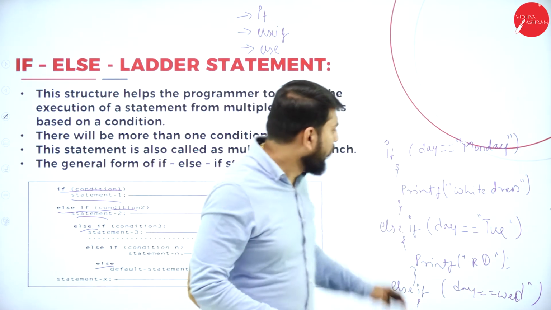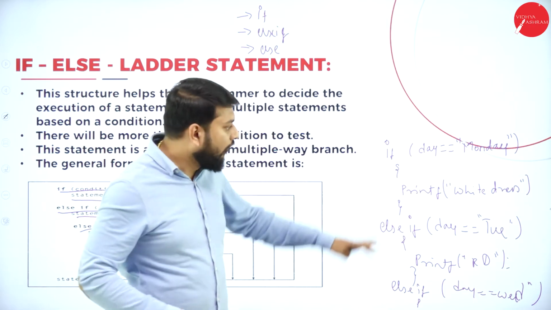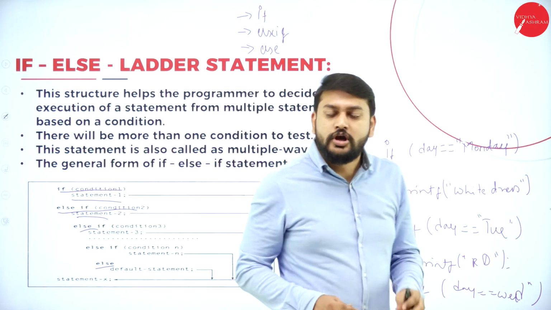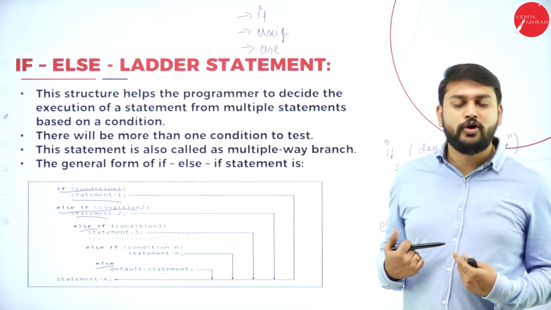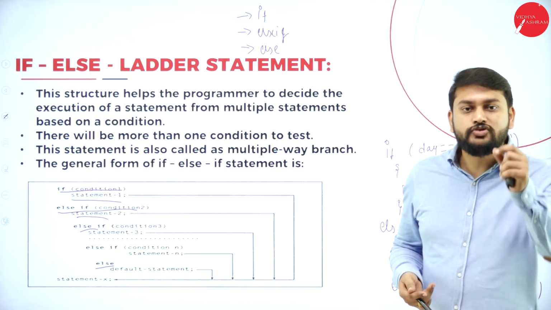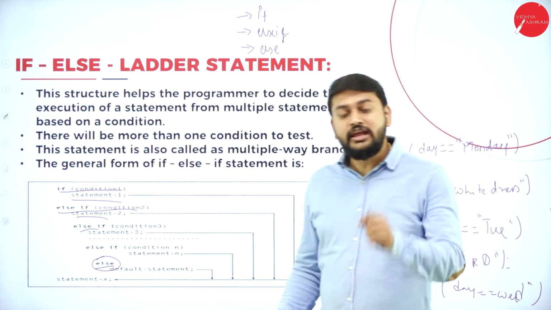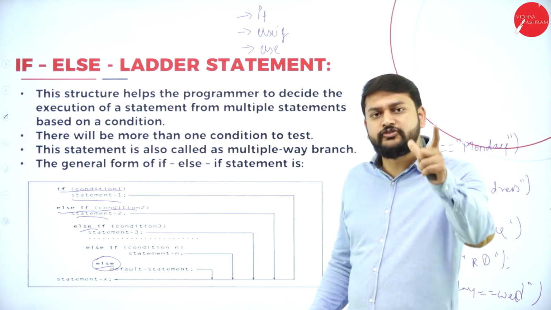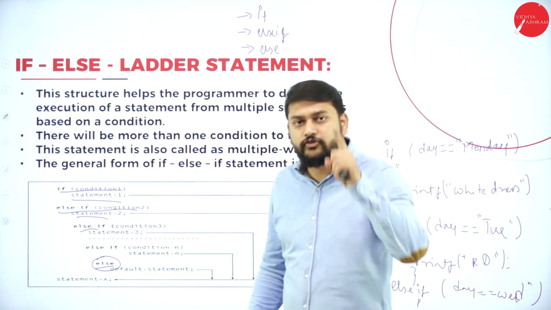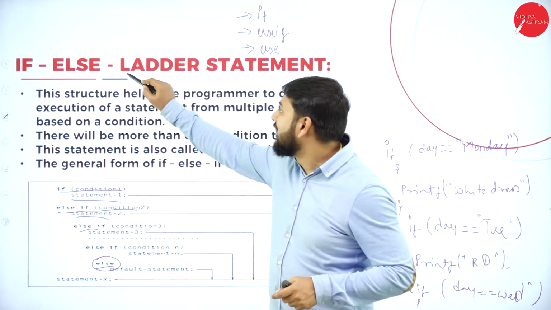But after writing all these things, all these are the true blocks. But for this also, I should have the false block, right? How many false blocks will you have? Only one false block. So that is what I will call an else. That is what I have here. How many if else can I have? N number of true blocks you can have, but you will have only one false block. That is what you should remember when it comes to ladder if.